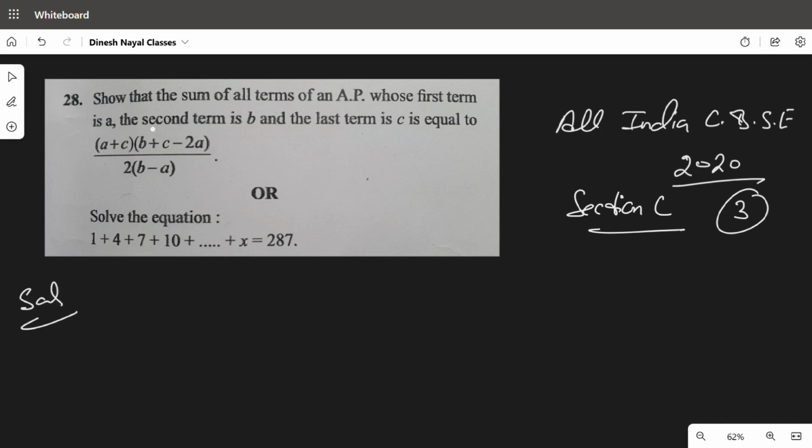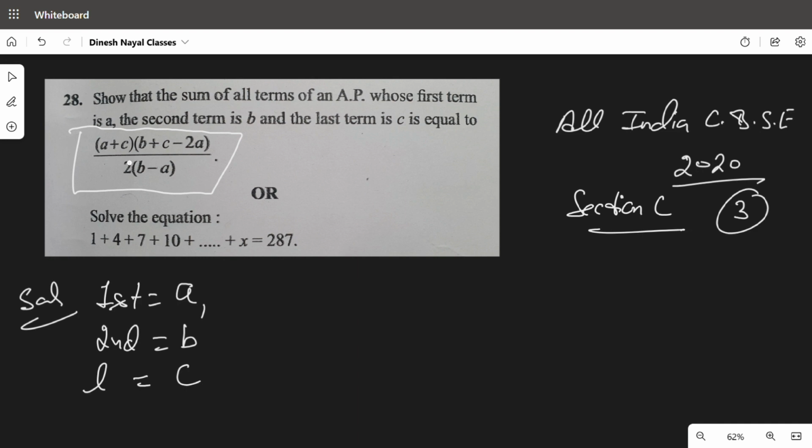Show that the sum of all terms of an AP whose first term is a. So let's write it as: first term is a, and the second term is b, and the last term is c. The last term, represented by l, is equal to c. Here we have the given information and we have to show that the sum is (a plus c)(b plus c minus 2a) upon twice of (b minus a).